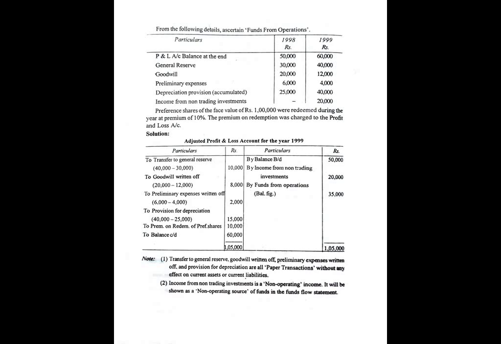Now we are going to take the opening profit and loss account on the credit side. By balance brought down 50,000. Then add the transfer to general reserve, difference amount 30,000 and 40,000, it is 10,000. Then goodwill written off: 20,000 in 98, in the year 99 it is 12,000. The difference amount is 8,000. Then preliminary expenses 6,000 and 4,000. There is a decrease of 2,000 that should be added. Then depreciation provision 25,000 and 40,000.